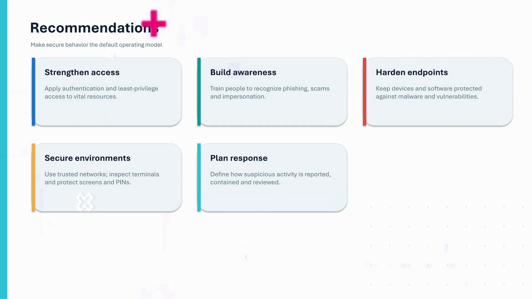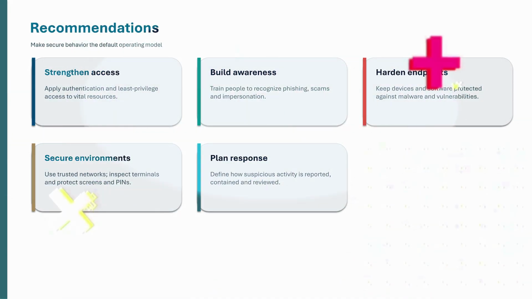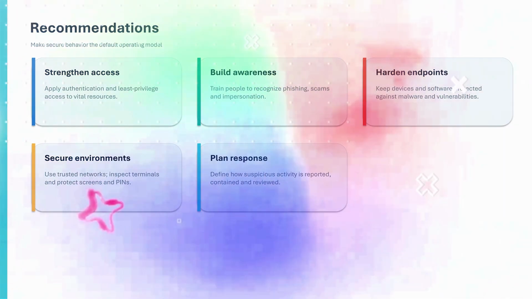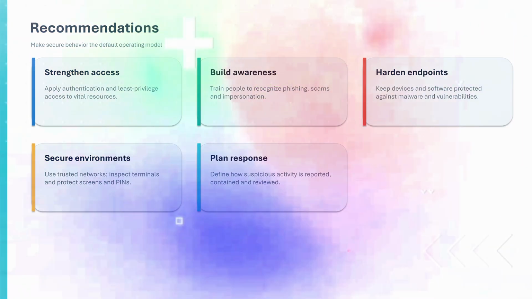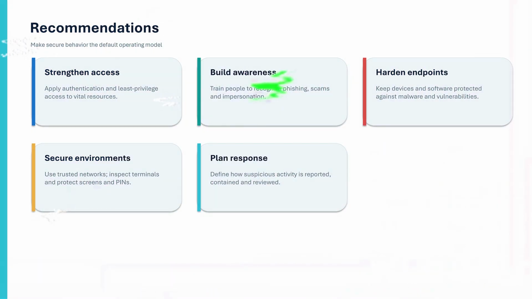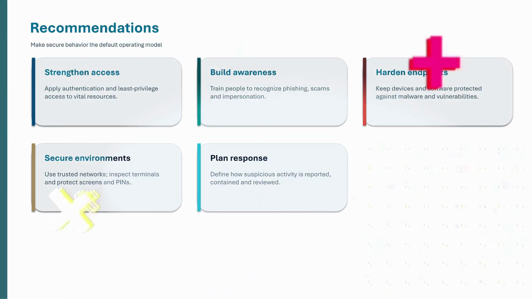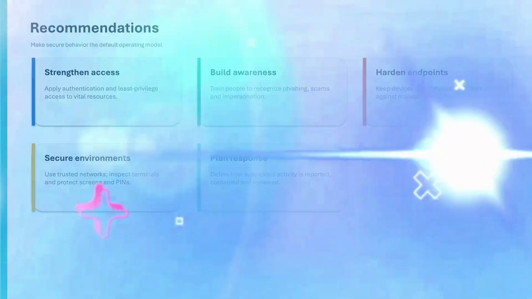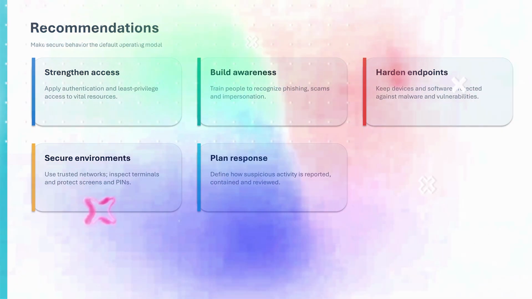Organizations should enforce strong access controls, build continuous security awareness, harden endpoints, secure physical environments, and establish clear incident response procedures. Security is an ongoing operational practice, not a one-time project. While multi-factor authentication will not stop every advanced threat, enabling MFA immediately blocks the vast majority of automated attacks that rely on stolen passwords. Here are 3 actions you can take this week. Enable multi-factor authentication, verify unusual payment or data requests, and report suspicious messages immediately.